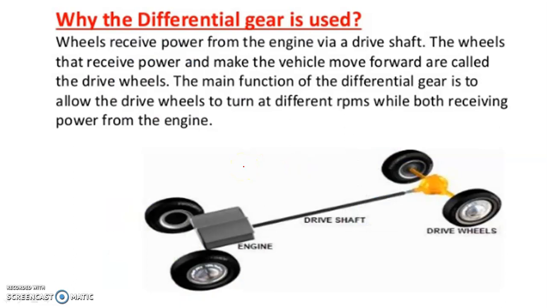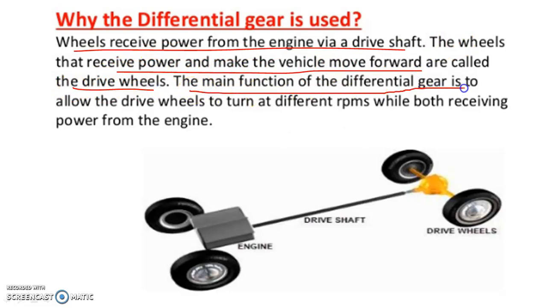Why is the differential gear used? Wheels receive power from the engine via drive shaft. The wheels that receive power and make the vehicle move forward are called drive wheels. The main function of differential gear is to allow drive wheels to turn at different RPM while both receiving power from the engine.